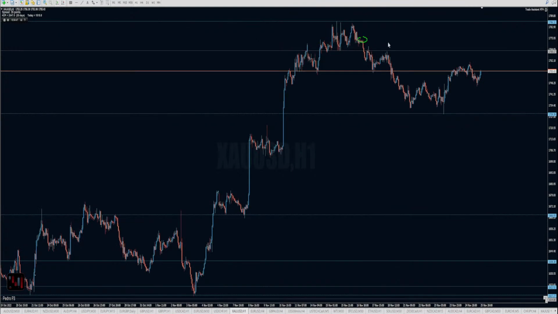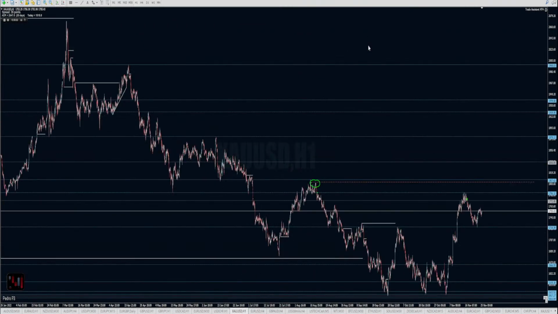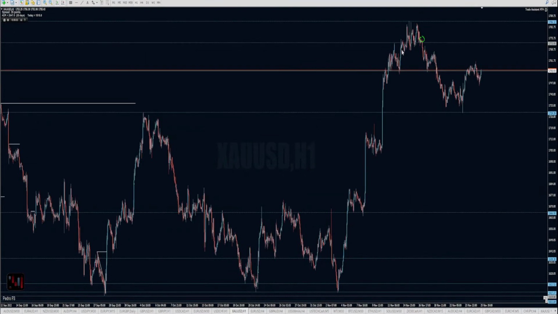Is this level still fresh in here? Which level are you looking for, Fredon? Yeah, maybe this 1772, maybe. Yeah, we had this compression and price filled all the way until this previous level.